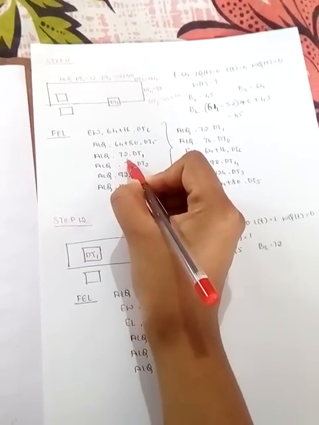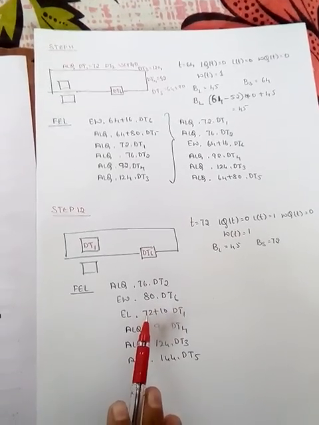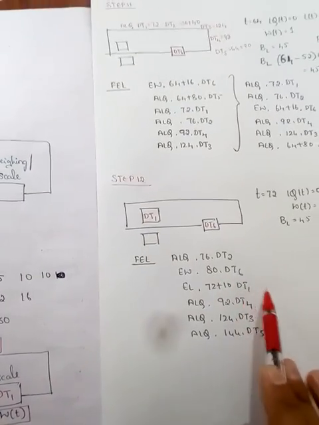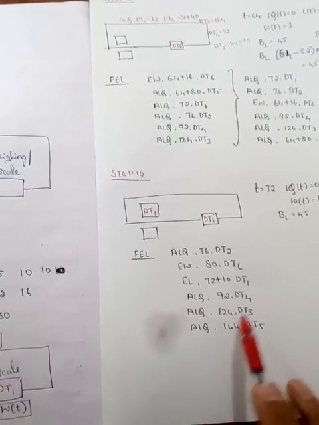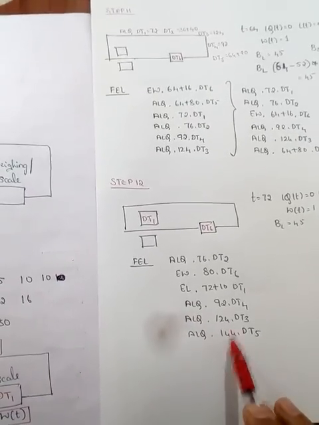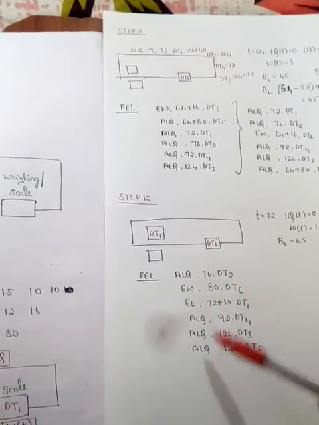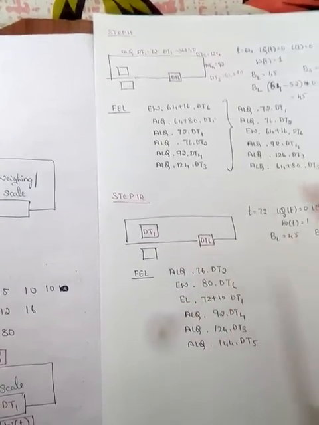72 is the ALQ value of your truck DT1. So EL comma 72 plus 10. The 10 is your loading time value. So 72 plus 10 comma DT1. Then ALQ comma 92 comma DT4, ALQ comma 124 comma DT3, ALQ comma 144 comma DT5. This is the process. Now here the least value is 76. So this will be my clock time for the next process. My next process is step 13.